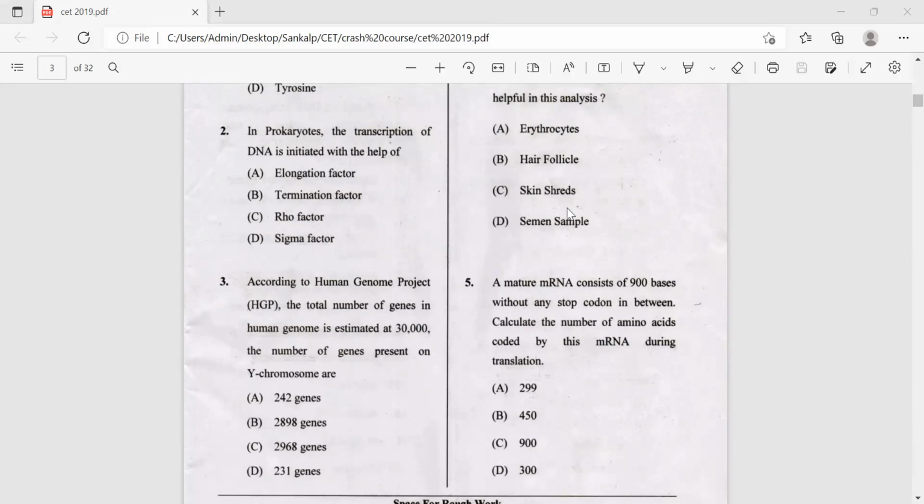A mature mRNA consists of 900 bases without any stop codon in between. Calculate the number of amino acids coded by this mRNA during translation. So 900 bases are there. How many amino acids does the mRNA code? You have to tell. Option A 299, option B 450, option C 900, option D 300.